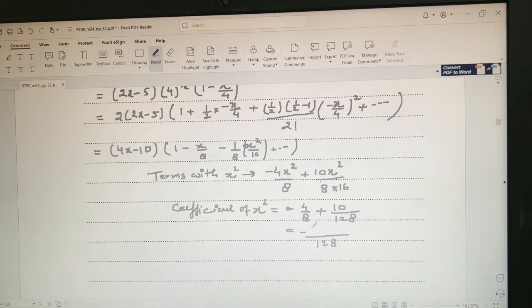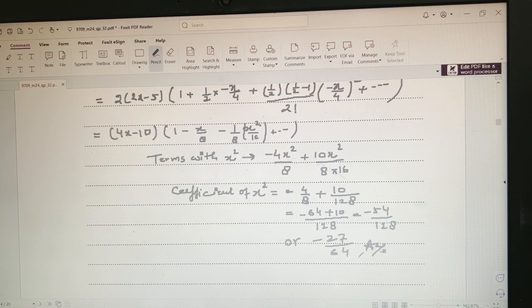It will become minus 64 plus 10. So that gives you minus 54 over 128. Or if you simplify it, it comes as minus 27 over 64. So this will be the coefficient of x square in the given expression. Let's move to the next part.